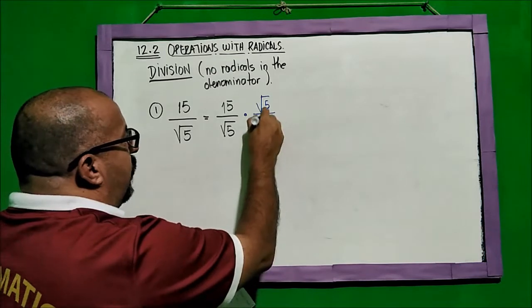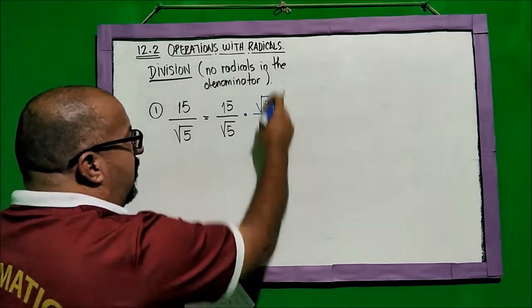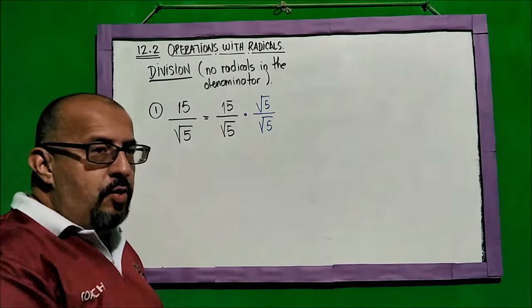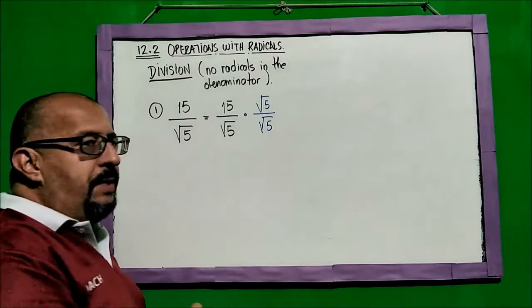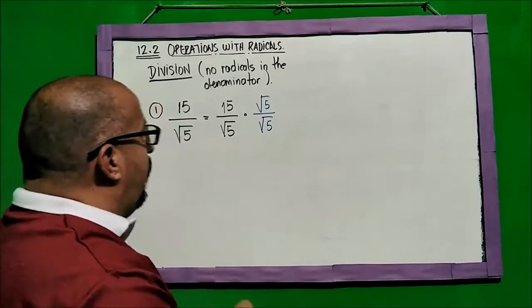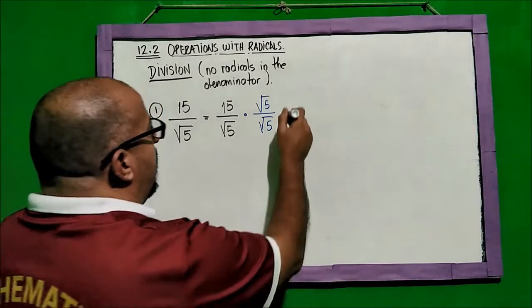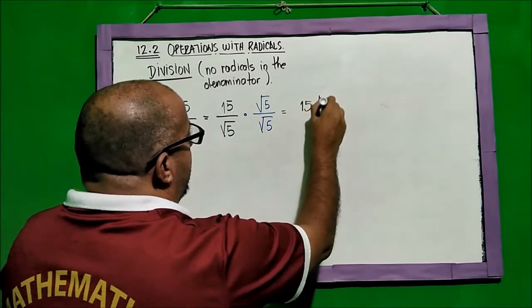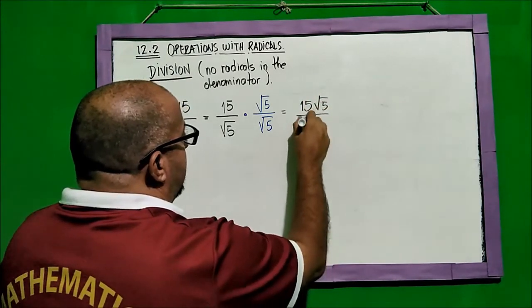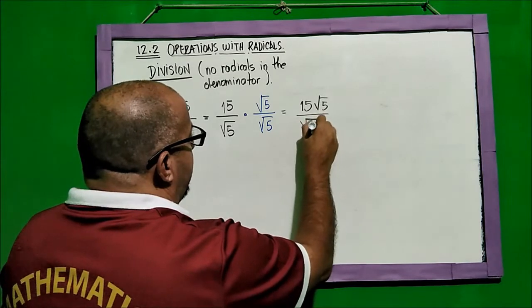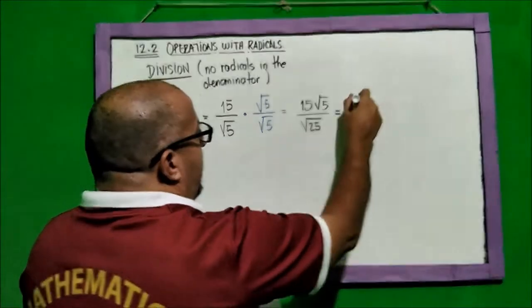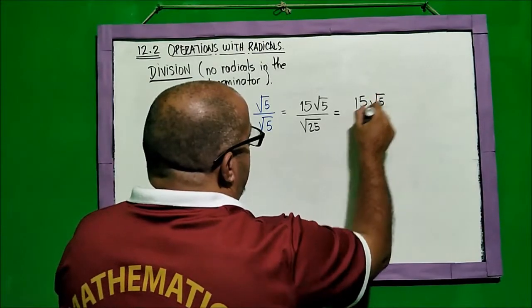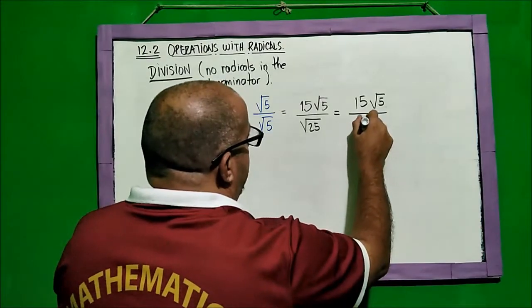If you analyze, when I do this, I'm multiplying and dividing by an expression that is equivalent to 1. So I'm not changing my process. Therefore, what I have in here now is 15 square root of 5 divided by the square root of 25. Finally, we have 15 square root of 5 divided by 5.